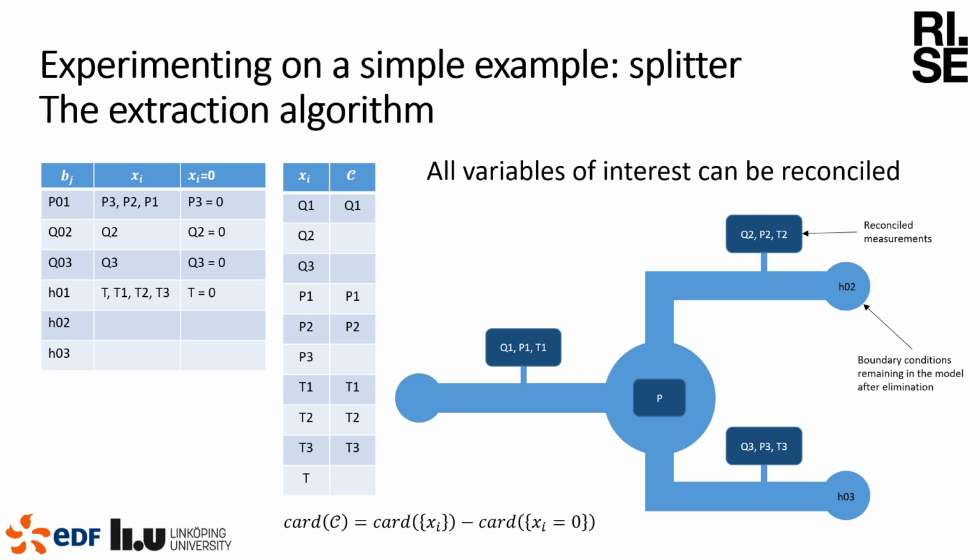And then we finally have 6 equations in set C which can compute all the variables of interest Q1, P1, T1, Q2, P2, T2, and Q3, P3, and T3. And at the end of the algorithm, you can see that we are still left with 2 boundary conditions equations H02 and H03, but they do not influence the calculation of variables to be reconciled.